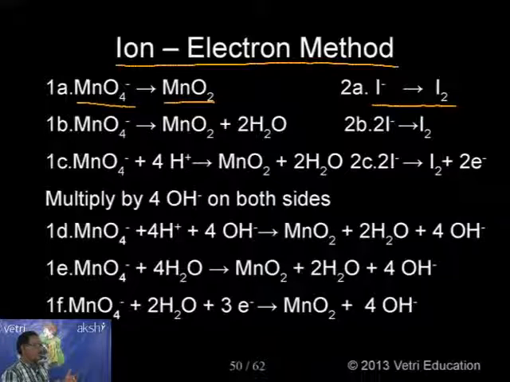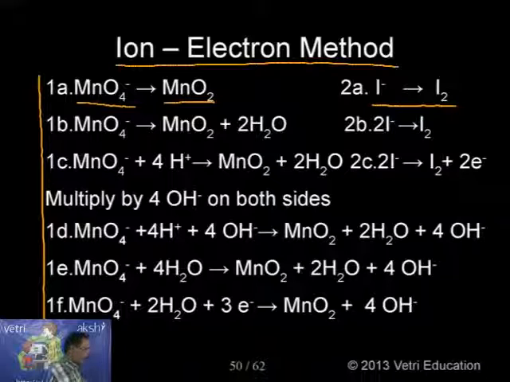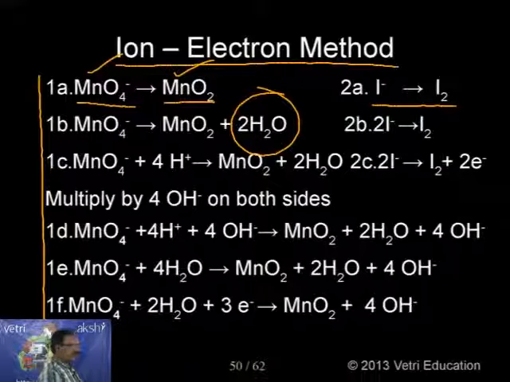What is the rule? They are based on the same rule. Let me go systematically. First let me go for the left hand side, then I will come for the right hand side. MnO4 minus on the left, MnO2 on the right. Both sides have a manganese atom, but oxygen is not identical: left side 4, right side 2. So in order to balance the oxygen atoms, I am adding 2H2O.